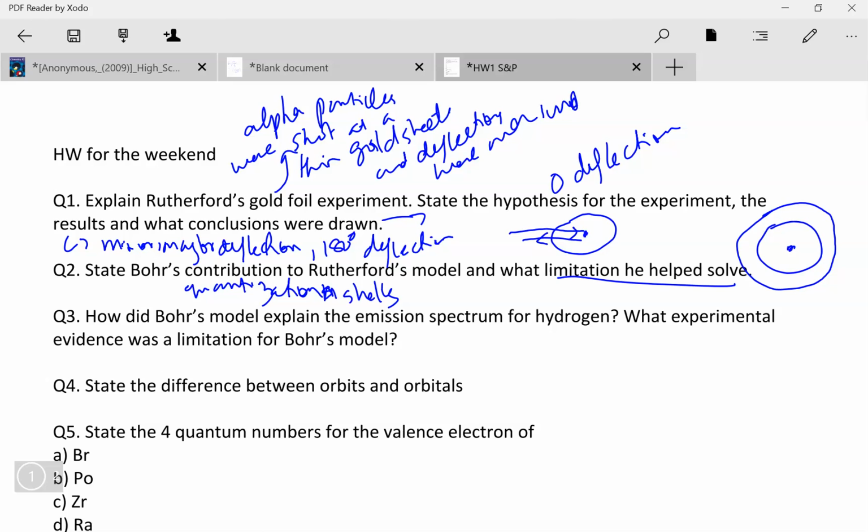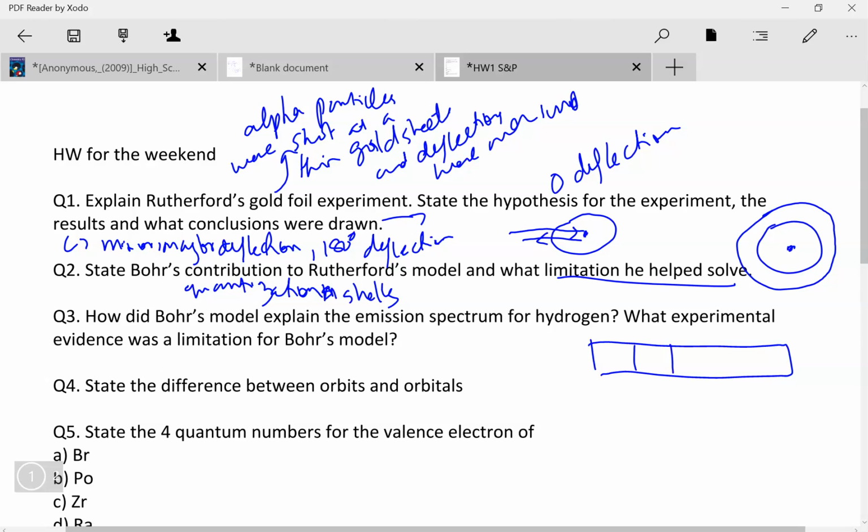So how did Bohr's model explain the emission spectrum for hydrogen? The emission spectrum for hydrogen consists of 4 lines, and Bohr said that these 4 lines correspond to the jumps between specific shells in hydrogen. For example, if an electron fell down from a 3 shell to a 2 shell, this would release a specific amount of energy because the energy level of the 3rd and the 2nd shell were fixed, and we could see that line as hydrogen.